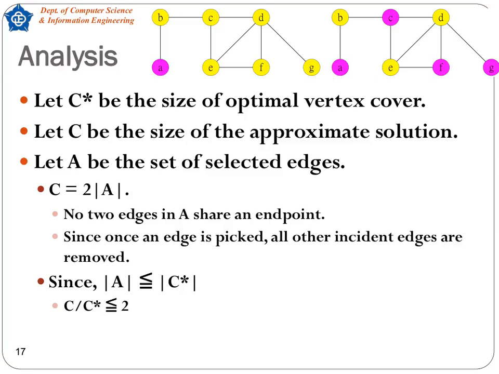On the other hand, any valid cover, even the optimal one, must cover every edge in A, so it needs at least one endpoint from each of those edges. That gives us |A| is less than or equal to C*. Putting these inequalities together yields |C| equals 2|A|, which is less than or equal to 2C*, which shows our algorithm is a 2 approximation.